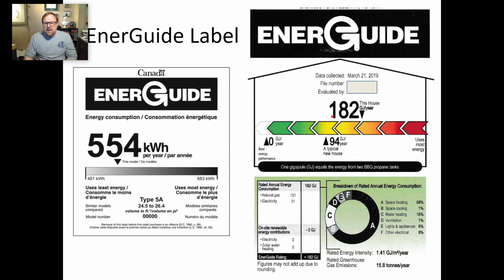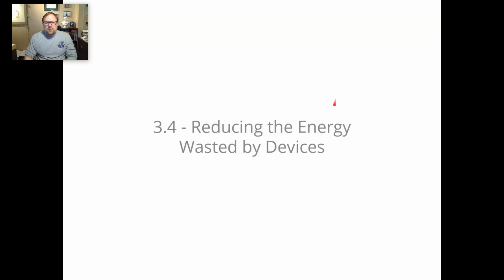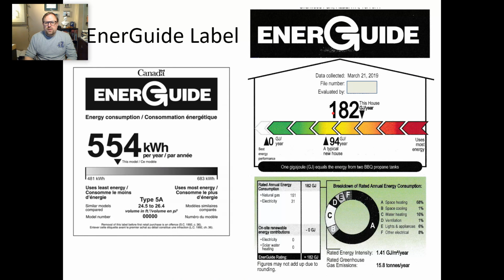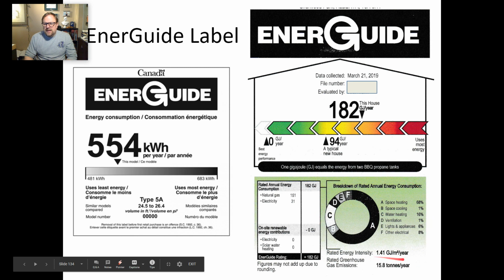You'll notice that we've got the same kind of EnerGuide label on here. They're very similar. And whoops, I don't know why I jumped there. And we ended up with 182 gigajoules of energy being used per year. And then it was really neat as it gave us a breakdown of what is being used. Where's my energy consumption coming from?